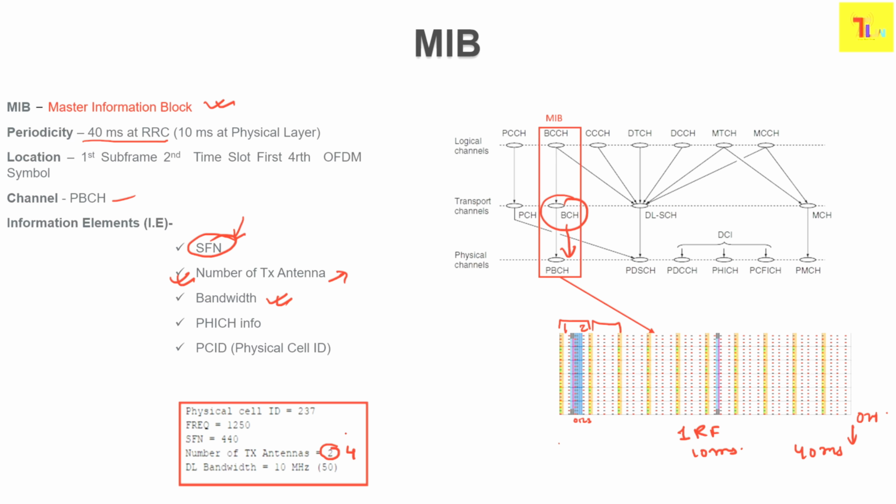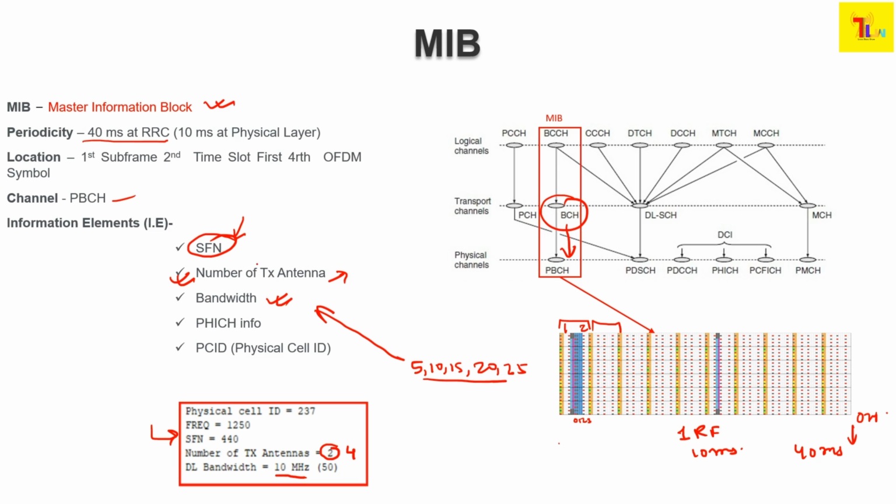When we're talking about the bandwidth, you can see here 10 megahertz. I think we have a video for that. When we talk about the bandwidth, it can be 5, 10, 15, 20, you know this. So this information element, the bandwidth, will also be in this MIB block. And we talk about the SFN. SFN is nothing but the system frame number.